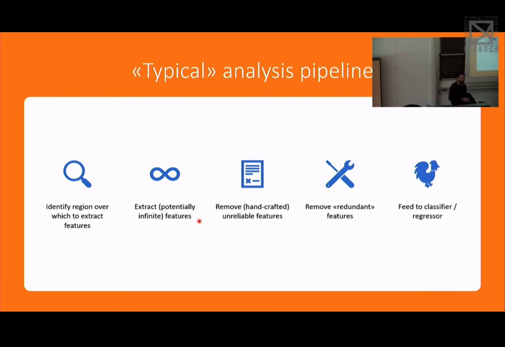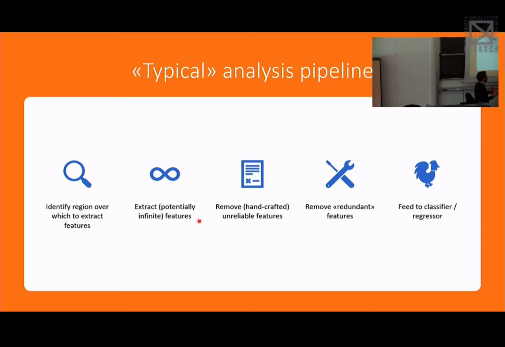Now let's see the typical analysis pipeline. You had to identify the regions over which to extract features. You generally use the human segmentation. Then you extract some features, which can be potentially infinite, because even in the standardized version, you had some 200 features, and all of them can be computed with a number of hyperparameters that can be varied. Then you can remove all the unreliable features.